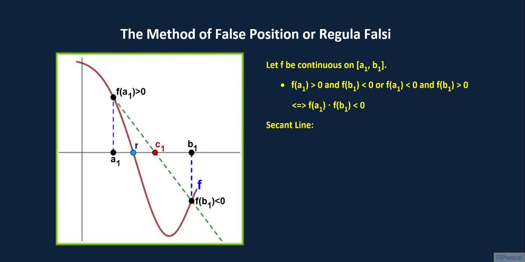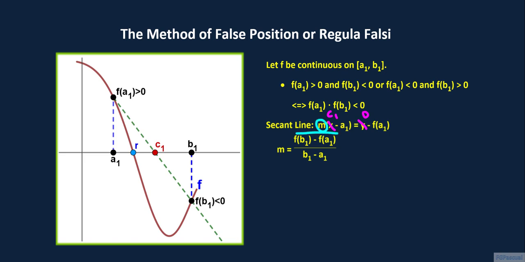An equation of the secant line in point-slope form is given by the slope m of the secant line times x minus a sub 1 equals y minus f of a sub 1. We can use as the change in y, or the rise for the slope, the difference f of b sub 1 minus f of a sub 1. The corresponding change in x, or the run, is b sub 1 minus a sub 1. At the x-intercept, when x equals c sub 1, y equals 0.